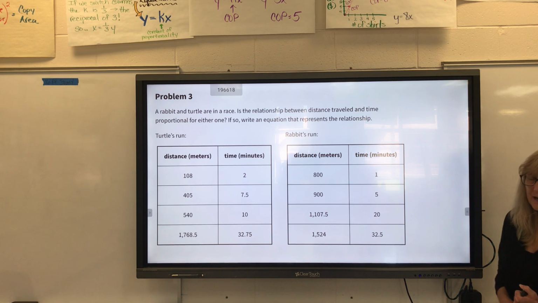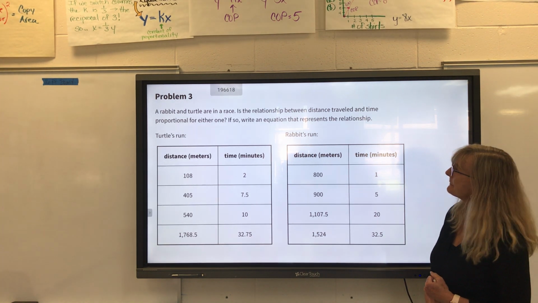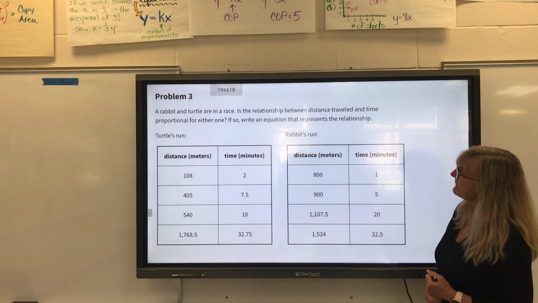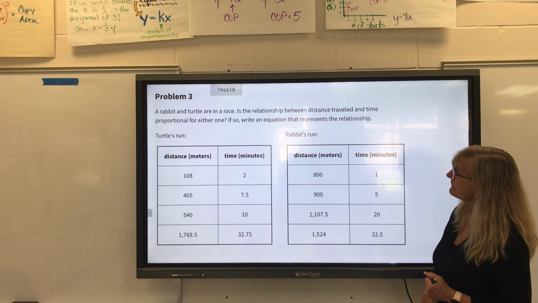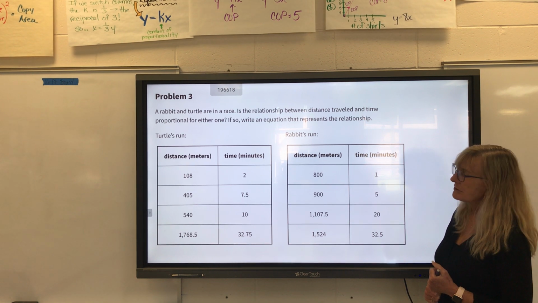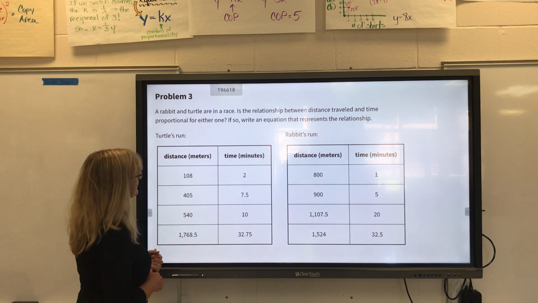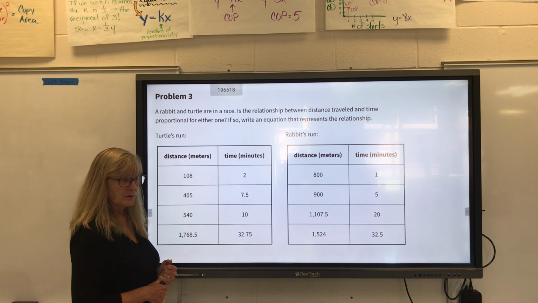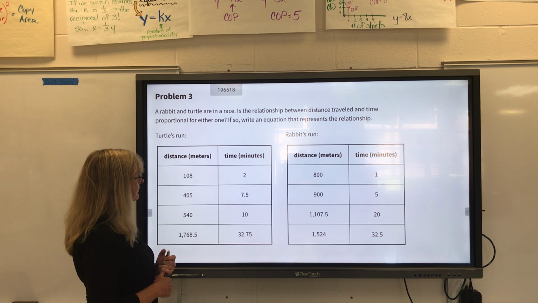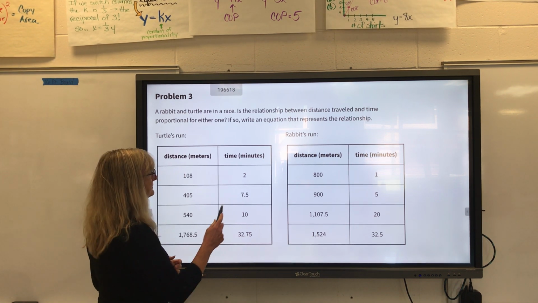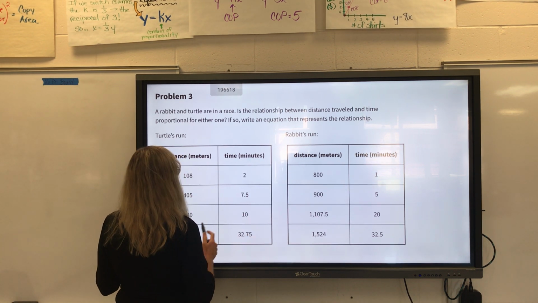Question 3, we've got a rabbit and a turtle. Oh, that classic race. Is the relationship between the distance traveled and time proportional for either one? If so, write the equation that represents the situation or that relationship. Okay, how do we determine if it's proportional? Divide y over x, right? Okay, so we're going to do y over x.